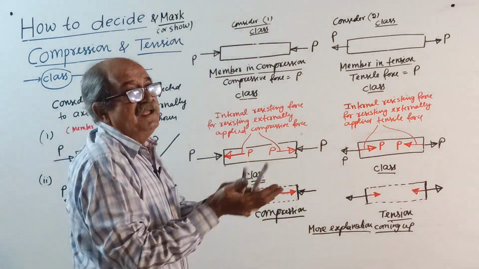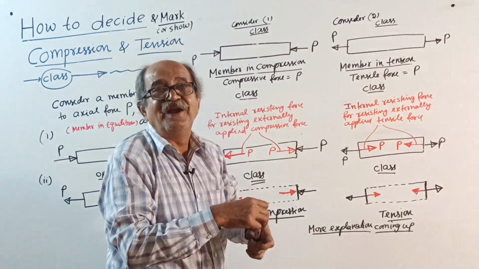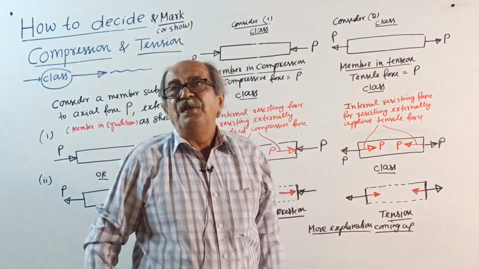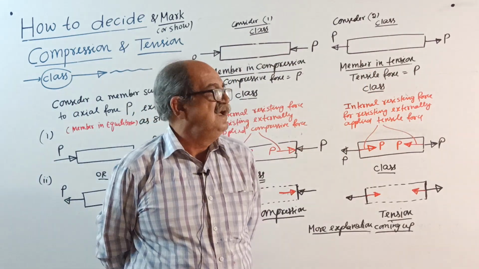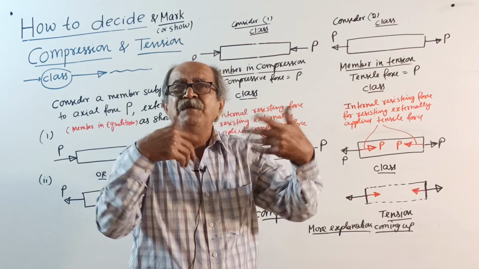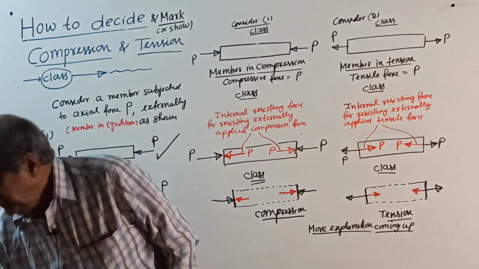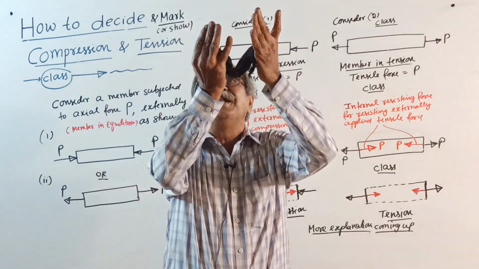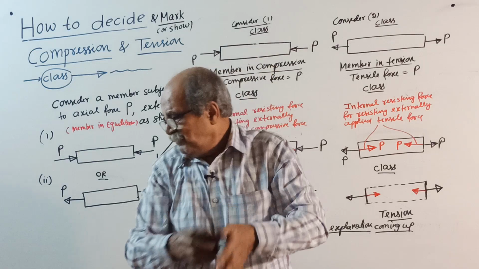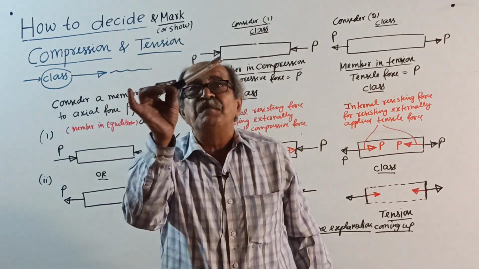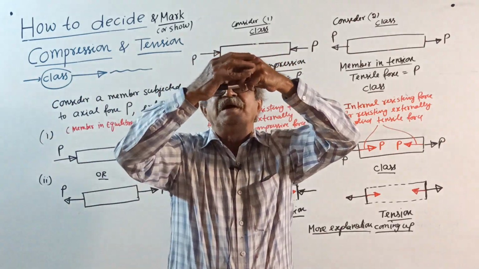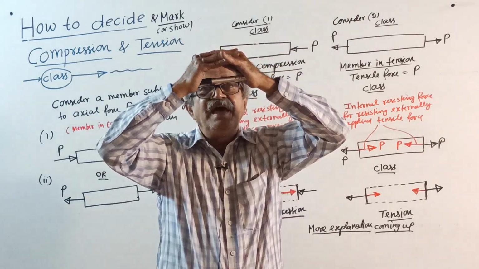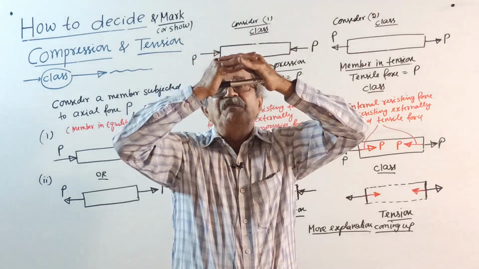If you apply force, my hand is paining now because I hit very hard. If we apply compression force P, member has to resist it. Otherwise, it will keep on deforming. If I take a cloth and apply compression, it will keep on deforming. But if I take a solid member and apply compression, you can see slight deformation is there. Now, it is in equilibrium.